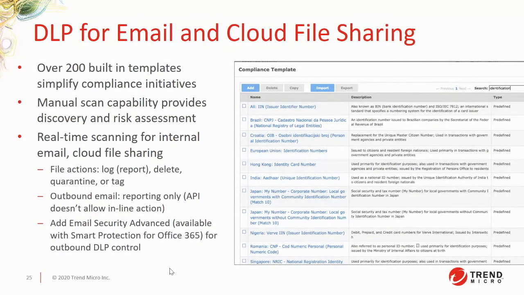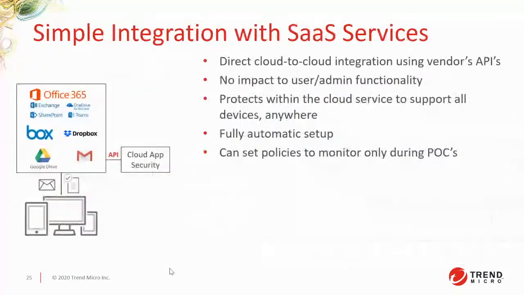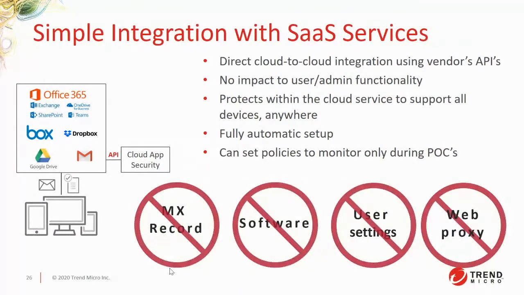While in Email Security Advanced, which is our email gateway, we can block, quarantine, or delete outbound exfiltrated data. CAS is easy to implement through API integration. No need to have the MX record changed. No need for software to be installed. No need to change user settings or web proxy. Through API, you will have Cloud App Security up and running, securing Office 365 and the cloud file sharing.